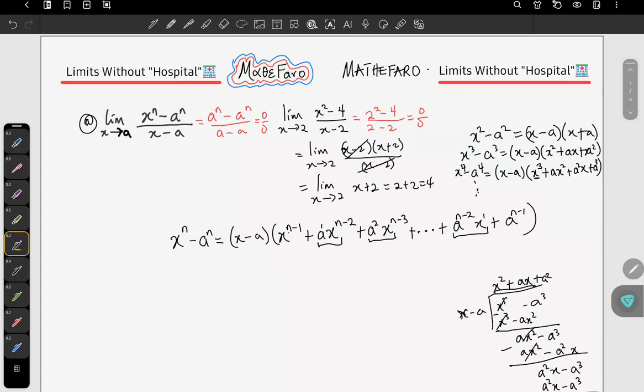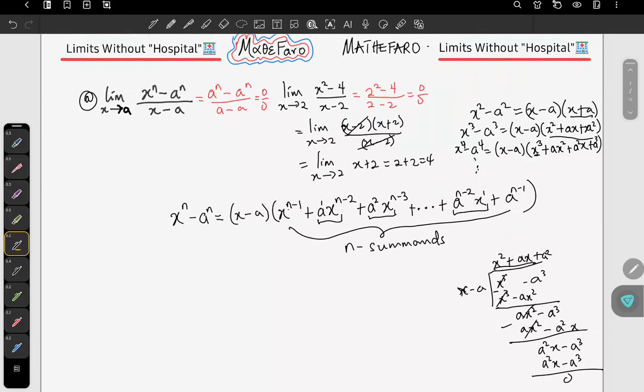Then also, if you look at the difference of two squares, there are 2 terms. For the difference of 2 cubes, there are 3 terms. For the difference of powers of 4, there are 4 terms. So it means for x raised to power n minus a raised to power n, there are going to be n summands in this factorization. So it's an important thing to take note of.